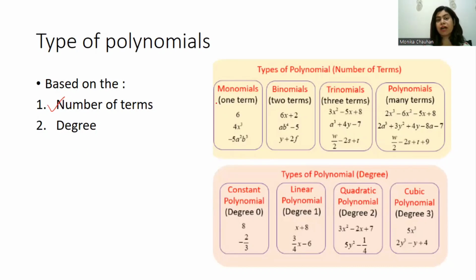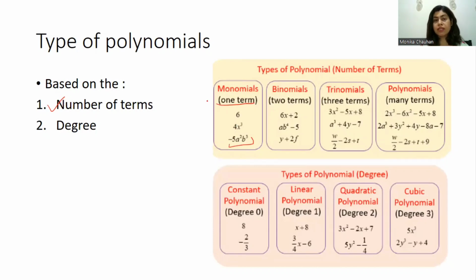So if I have one term, meaning only one single number, or there is just one variable, like you have 4x cube, this is also just one term attached with it. A square b cube is just one term because a and b are multiplied together.